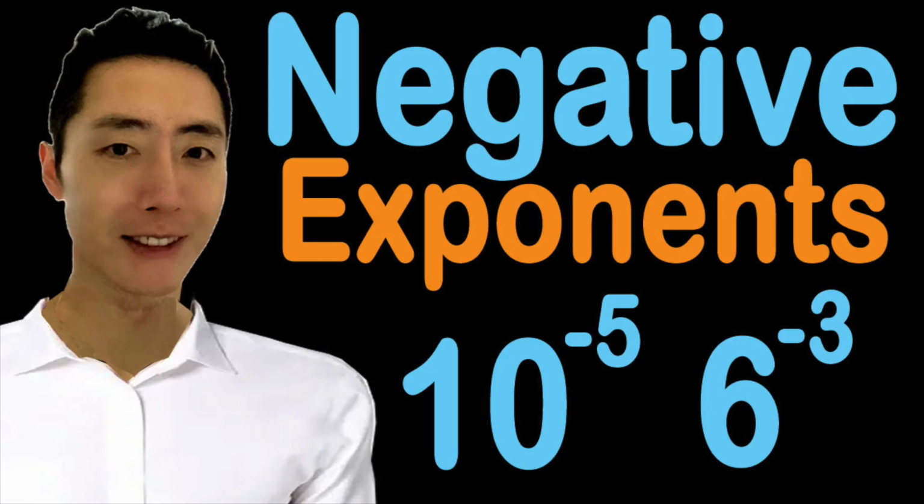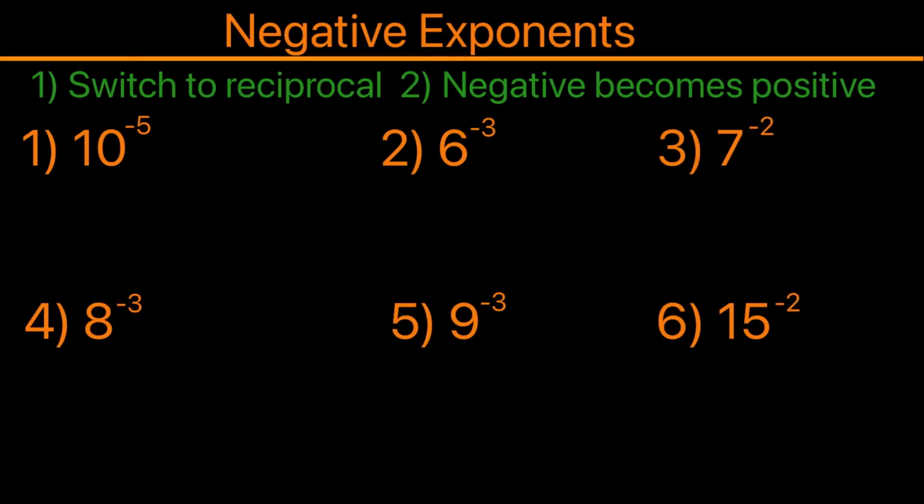In this video, I'll be going over negative exponents. First, we have to switch to reciprocal. And secondly, we need the negative exponent to become positive. Below are 6 examples, and we'll be going over each one of them.